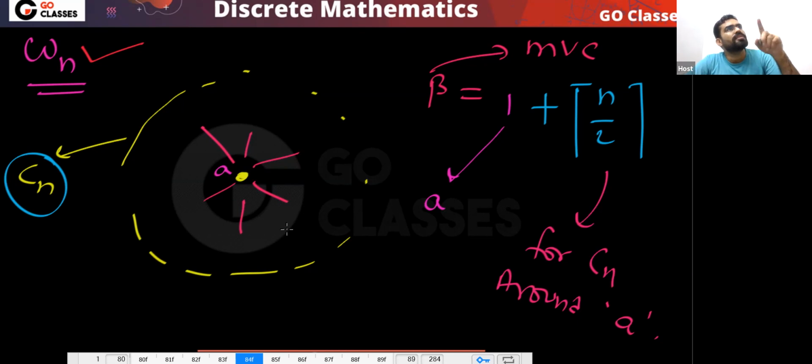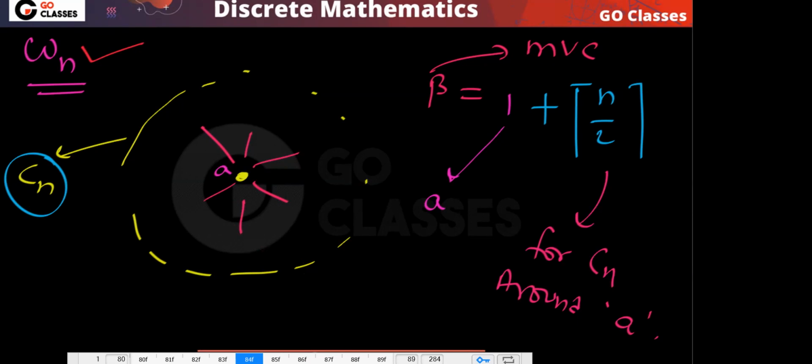So if you have even, then we have to do this. And if you have odd, then we have to cover all these edges, and we have to cover the outer edges. So that will depend on it. Yeah, this is correct. There is no problem here. This is absolutely correct.